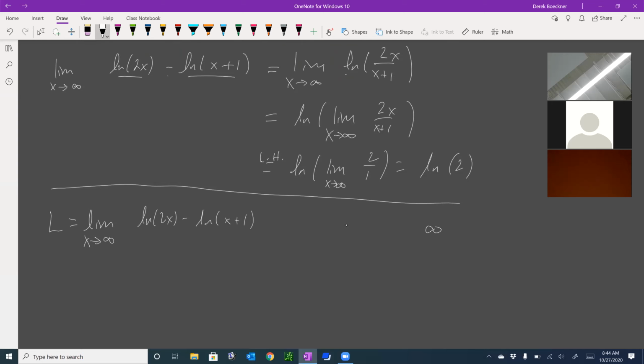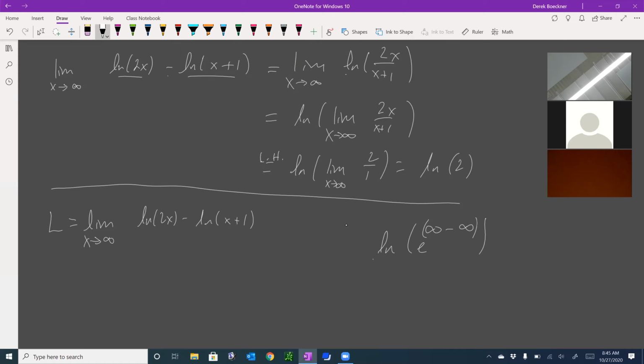And I have an infinity minus an infinity right now. It would be really nice to get this to 0 over 0 or infinity over infinity, so I can just apply L'Hôpital's rule to the top and the bottom and go from there. So I'm going to take the natural log of e to the thing, right? If you interchange natural logs and e's, they don't change anything.